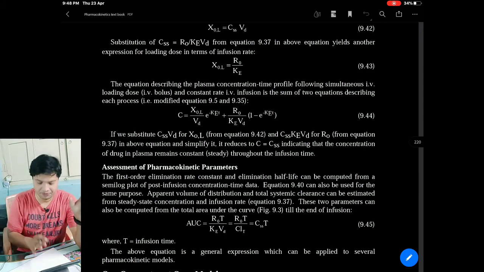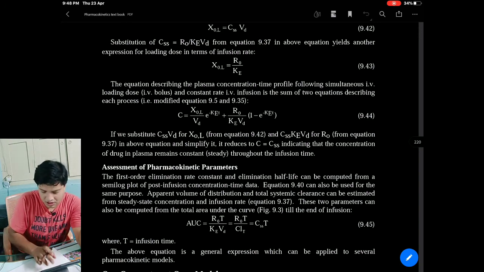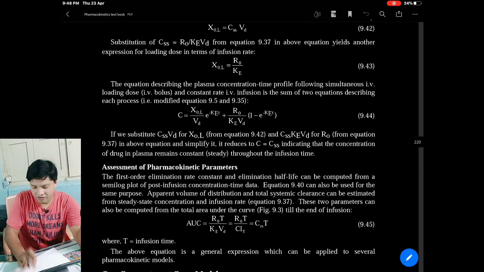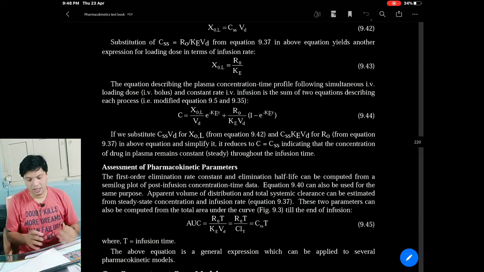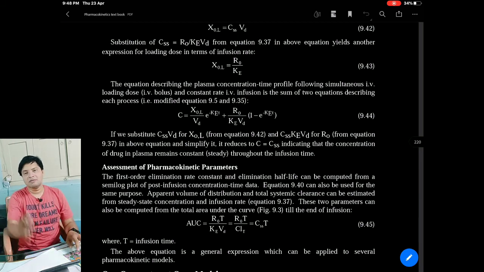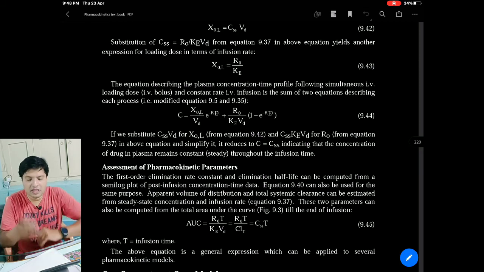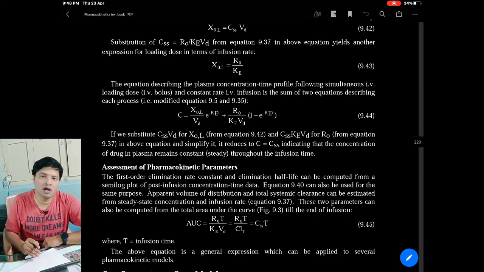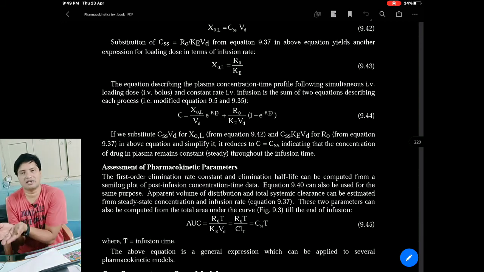What he is saying is, in the above equation, if you substitute these two equations, loading dose as steady state concentration and volume of distribution, and rate of infusion as steady state concentration, volume of distribution and K. If you substitute these two equations there, the above equation is reduced to just CSS, steady state concentration, because we are substituting the values which we got for steady state concentration into this equation, hence we will get only steady state concentration.